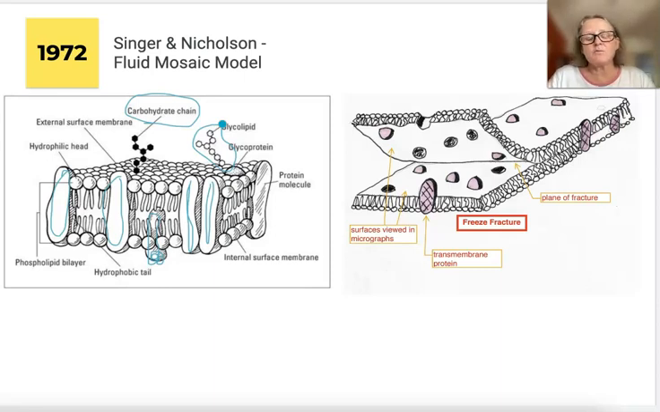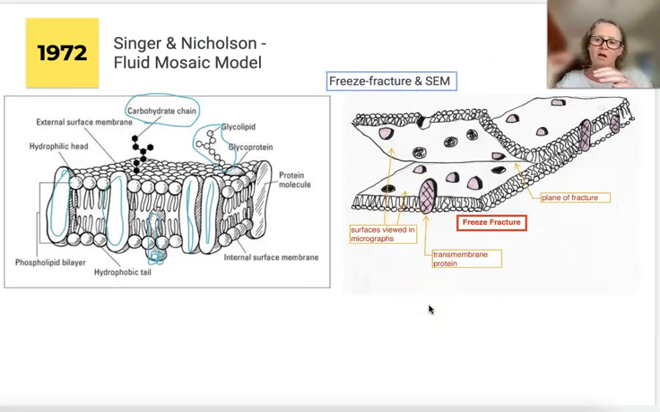Thankfully for Singer and Nicolson, when even more advanced techniques with electron microscopy came about, the use of something called freeze fracture, which is where you take a membrane and you pull it apart along the middle of the phospholipid bilayer and kind of peel it up and down, you can actually see holes left where proteins pushed through and lumps where proteins have pushed through. So this freeze fracture backed up Singer and Nicolson's model and continues to do so. So this fluid mosaic model is the model we use today.